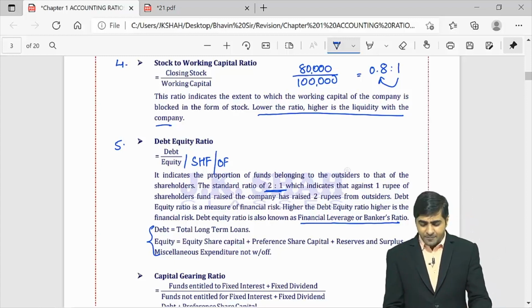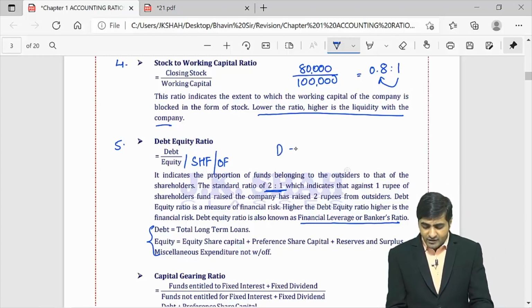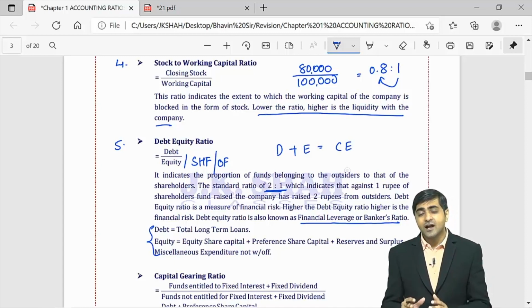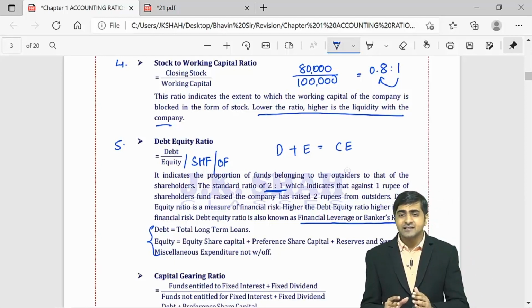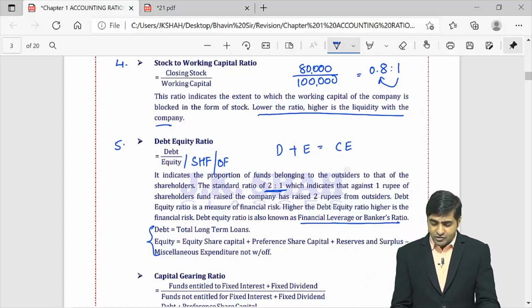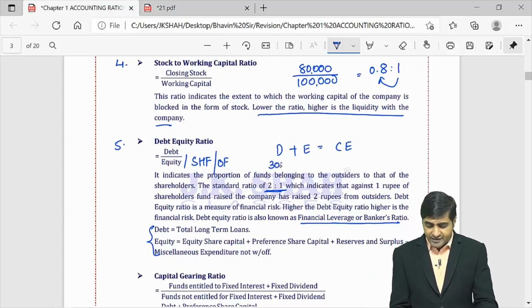So guys, debt plus equity together actually gives us capital employed. Okay, so how much money is our own money plus how much money we have borrowed from outsiders, together we will get your capital employed. Suppose your debt is, for example, 3 lakhs and your equity is, for example, 4 lakhs, then the total capital employed in the business is nothing but 7 lakh rupees.